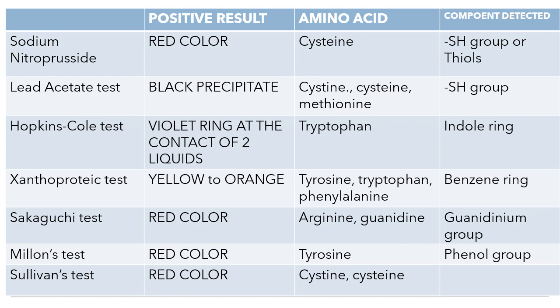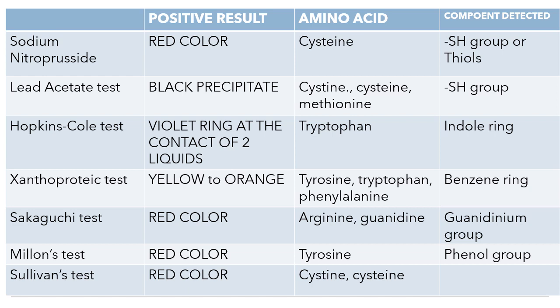And then you have here a summary of the different tests that you did. You have your sodium nitroprusside, and I added here Sullivan's test, and you have actually a lot of tests for your amino acids. Other than that, you have Fullin's reaction and Lieberman's test. Also, you have the Pauly reaction, but for this, we only have this. I only added Sullivan's test here. For sodium nitroprusside, the positive result is cysteine, and the component being detected is the sulfhydryl group or thiol group. Lead acetate gives a black precipitate, and you have here cysteine and methionine, and of course the sulfhydryl group.